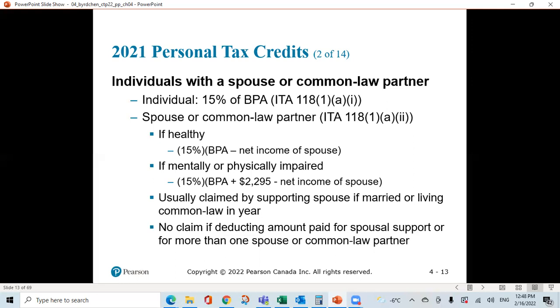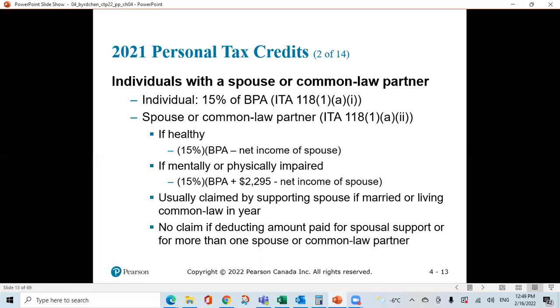Okay, now we usually claim the supporting spouse amount if married or living common law in a year, not claimed if deducting the amount paid for spouse support, or for more than one spouse or common law partner. So in general, it's not allowed a tax credit based on the spouse amount in a situation where you are making spousal support payments. That is under the law.